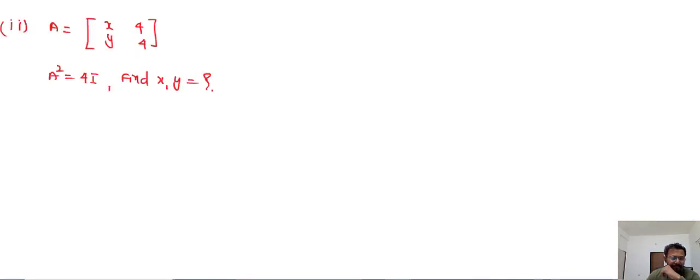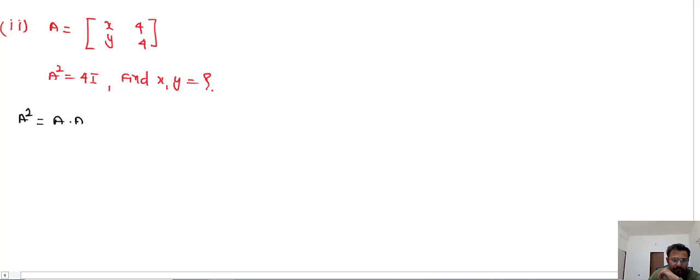x y 4 4, x y 4 4. First row, first column: x into x, x square, plus 4 into y, 4y. Now first row, second column: 4x plus 16. Same here, x y, second row, first column.